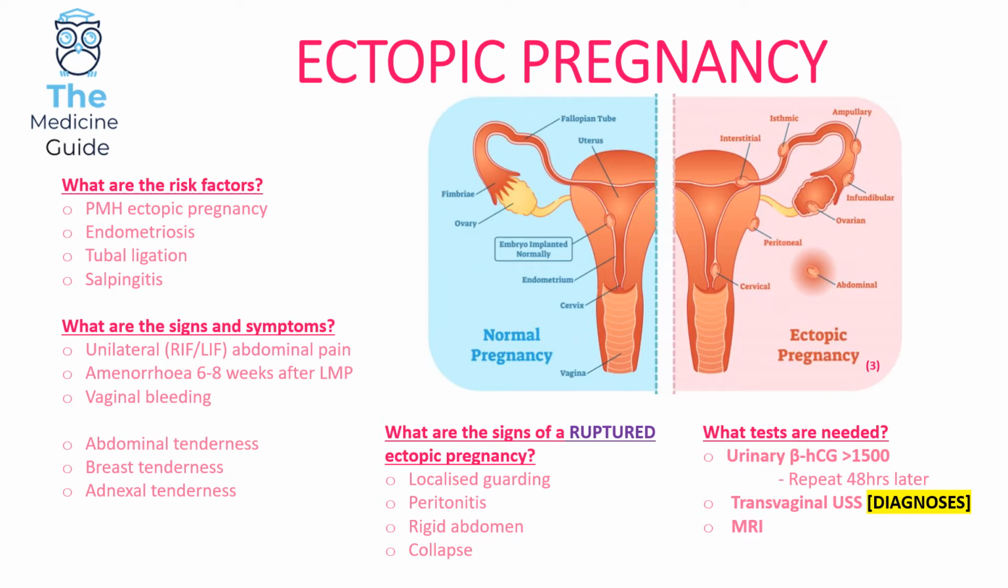The next step would probably be to do a transvaginal ultrasound scan because this is diagnostic. This will be the key diagnostic imaging that's used to help differentiate between a true pregnancy and an ectopic pregnancy. And you can also do an MRI.